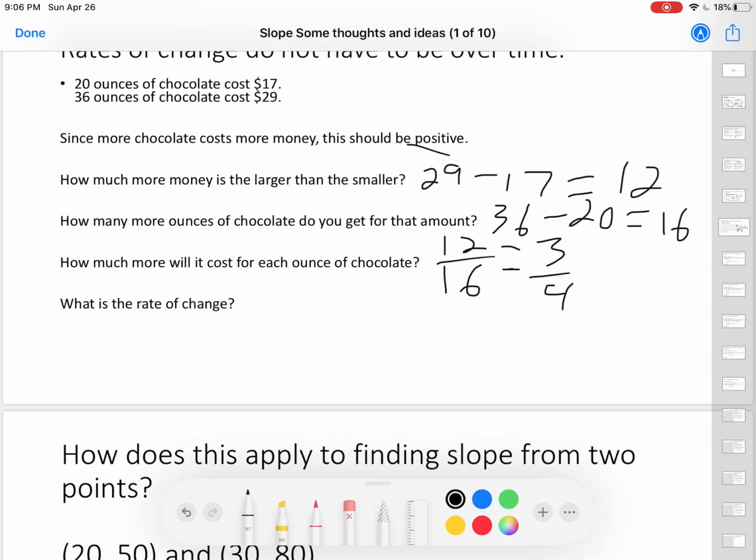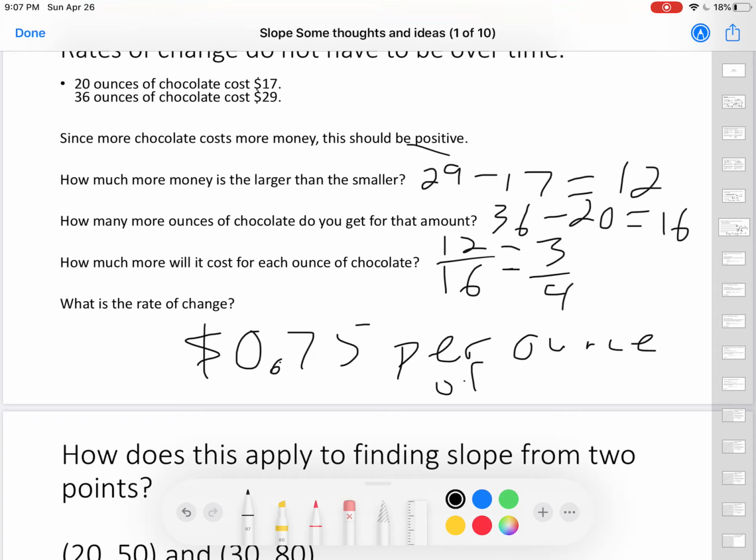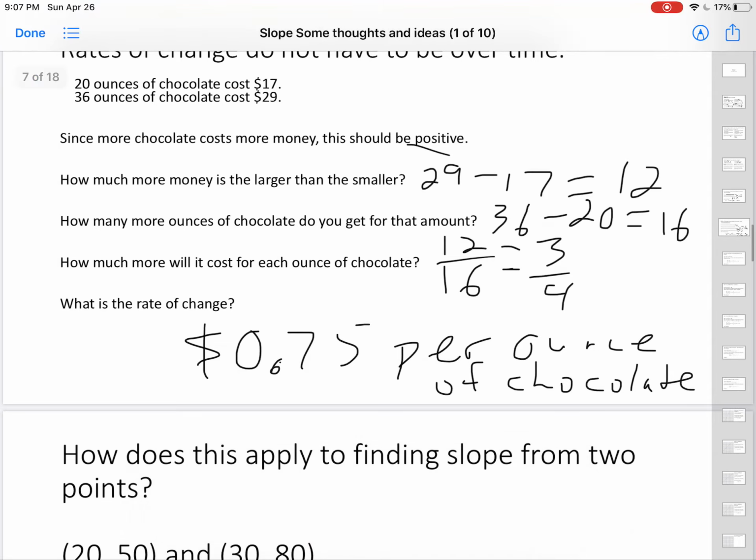3/4 of a dollar is 75 cents. The rate of change is 75 cents per ounce of chocolate. Every additional ounce of chocolate costs you 75 cents more. Okay, try the next thing.